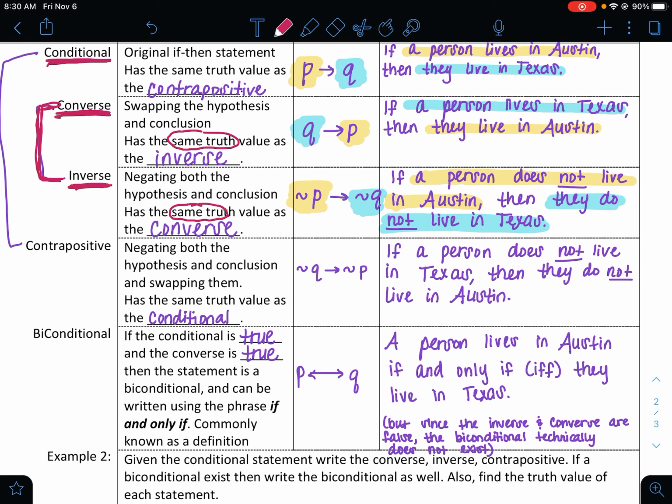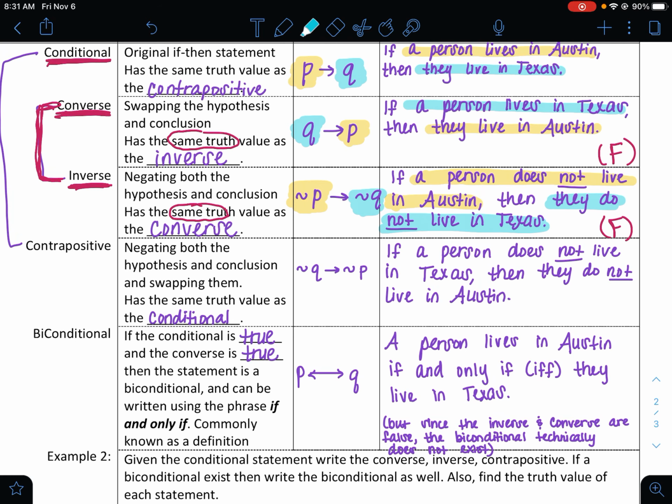You can live in Houston, right? So this is false. Now, if converse is false, inverse is also false. Let's read the inverse. If a person does not live in Austin, then they do not live in Texas. Well, they could live in Houston. Again, it's false. That's always going to be the case. If the inverse is false, the converse is false, and vice versa. If one is true, then the other is true. That's the relationship between converse and inverse.